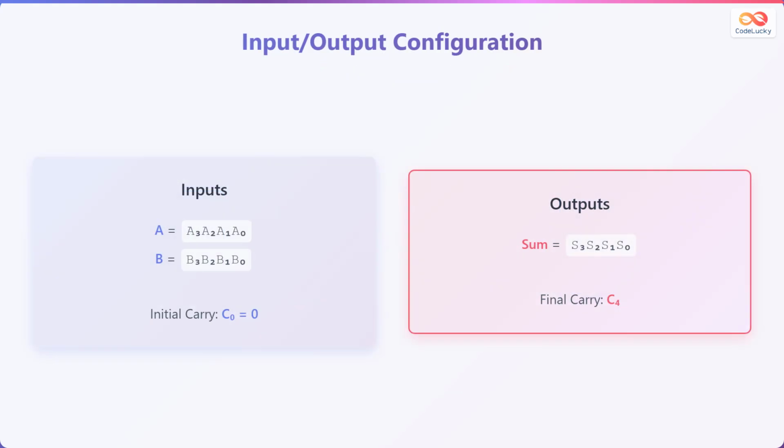Here is the input and output configuration for the ripple carry adder. The inputs are A equals A3, A2, A1, A0, and B equals B3, B2, B1, B0. The initial carry C0 equals 0. The outputs are sum equals S3, S2, S1, S0, and a final carry C4.